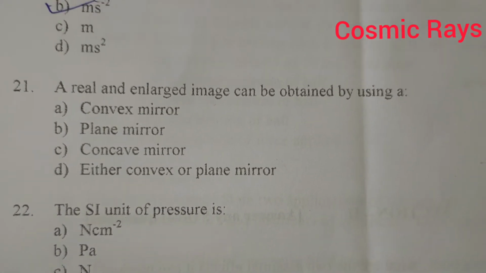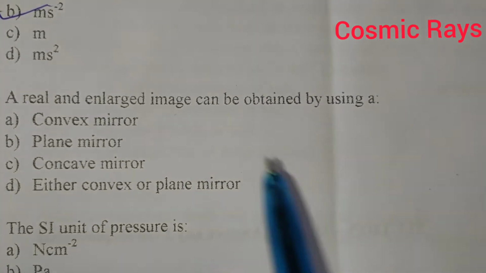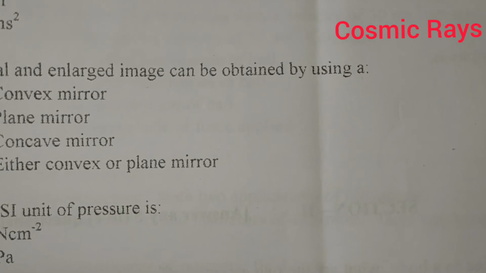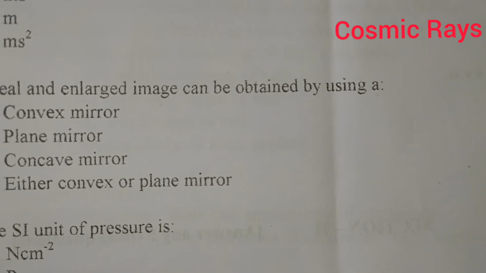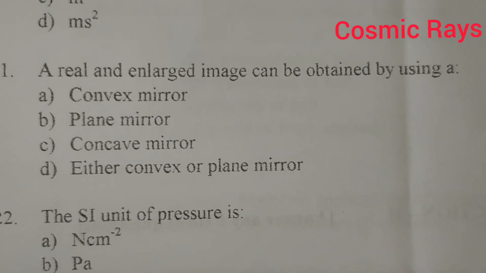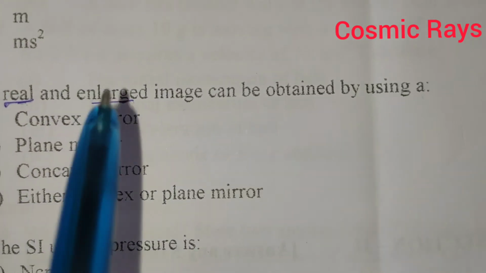Now a real and enlarged image can be obtained by using, and the options. This question is another direct question, which is based on the characteristics of images formed by plane mirror, concave mirror and convex mirror. If you have read that, you know that the real and enlarged image will always be formed by a concave mirror.